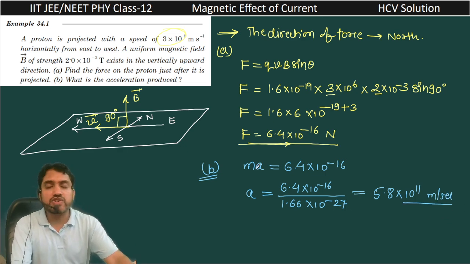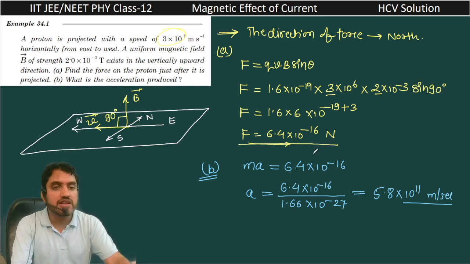So this first question is related to the magnetic force on a moving charged particle, that is QVB. If a charged particle is moving perpendicular to the magnetic field, you can use Fleming left hand rule to find the direction of magnetic force.